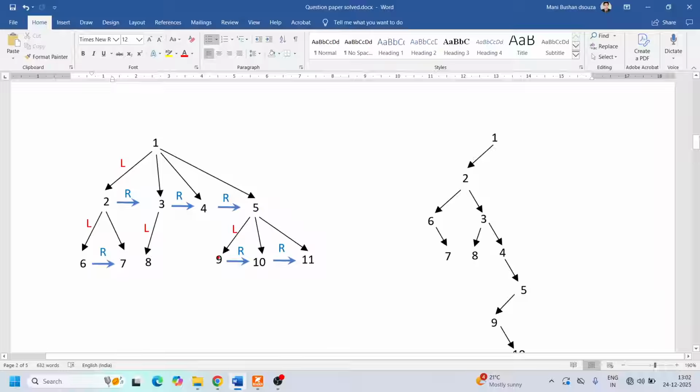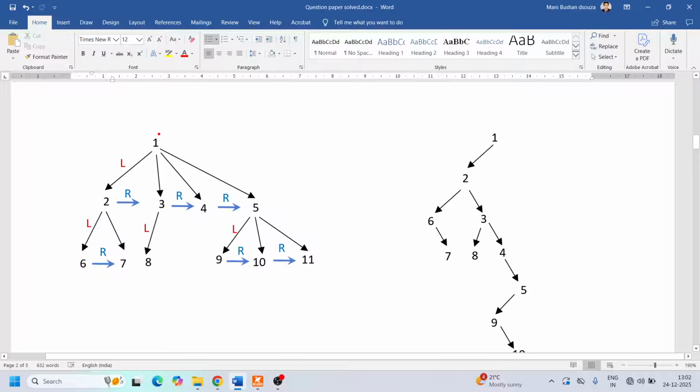Go to the 5. You have marked the 9 as the leftmost child, and then from the 9 you have 2 siblings, that is 10 and 11. Mark them with R. So this is what you are supposed to do. Do it on your answer script, not on the question paper.